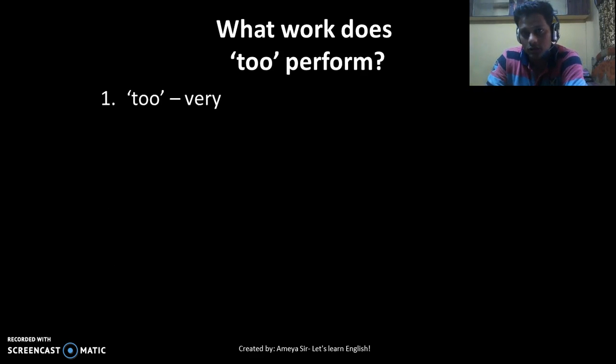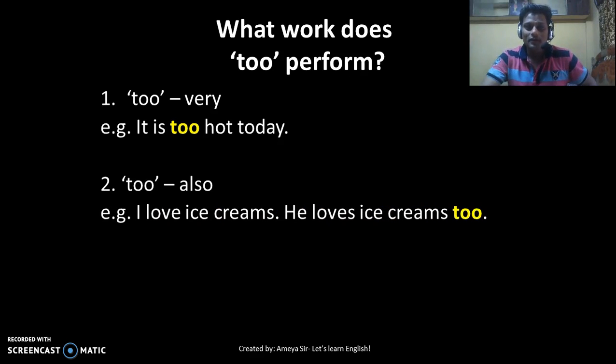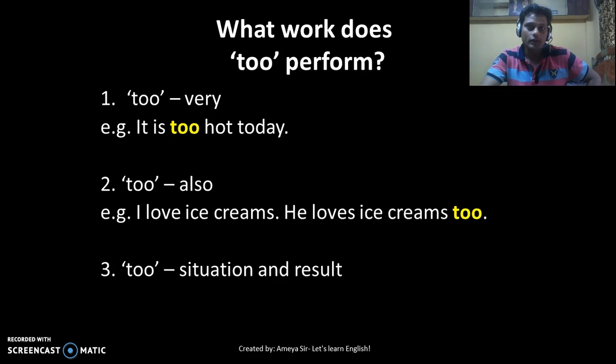So the first work it does is that it can convey the meaning "very". The example is, it is too hot today. So you can say it is very hot today. "Too" also does the work of "also". So example, I love ice creams. He loves ice creams too. So you can say he also loves ice creams.